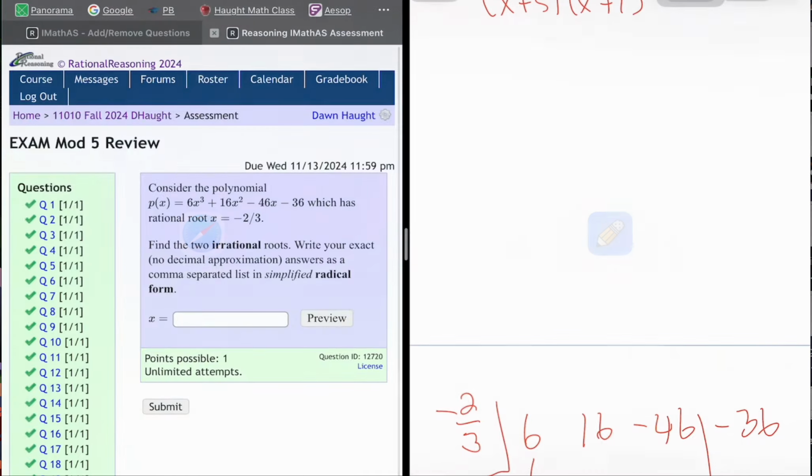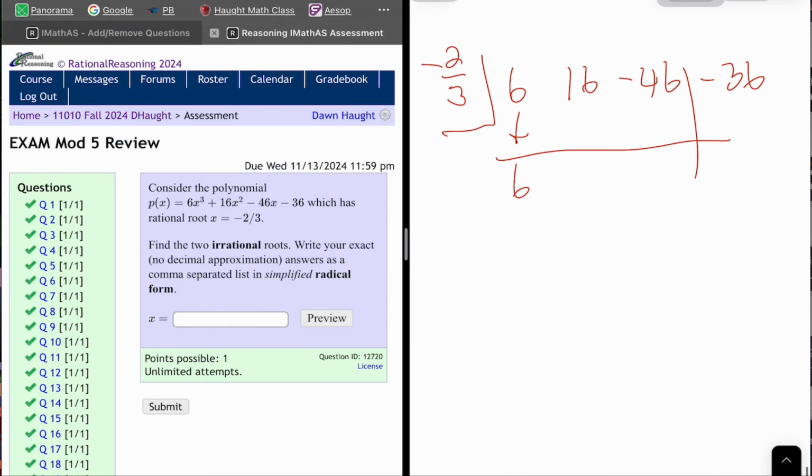Okay, so I've set up my division box. Let's go ahead and do our division. So we're going to multiply. Well, don't get hung up on 2/3. 2 times 6 is 12. 12 divided by 3 is 4. So that's -4. 16 minus 4 is 12. Do it again. 2 times 12 is 24. 24 divided by 3 is 8. So that would be negative 8.